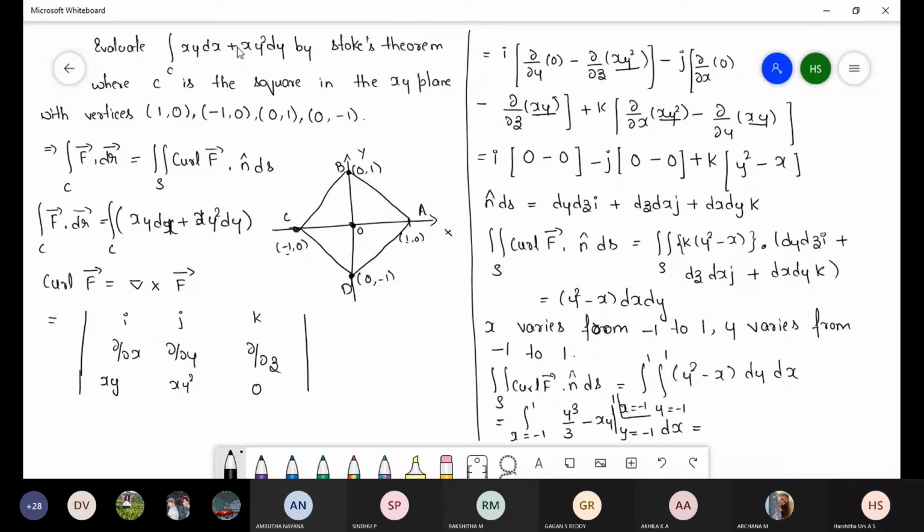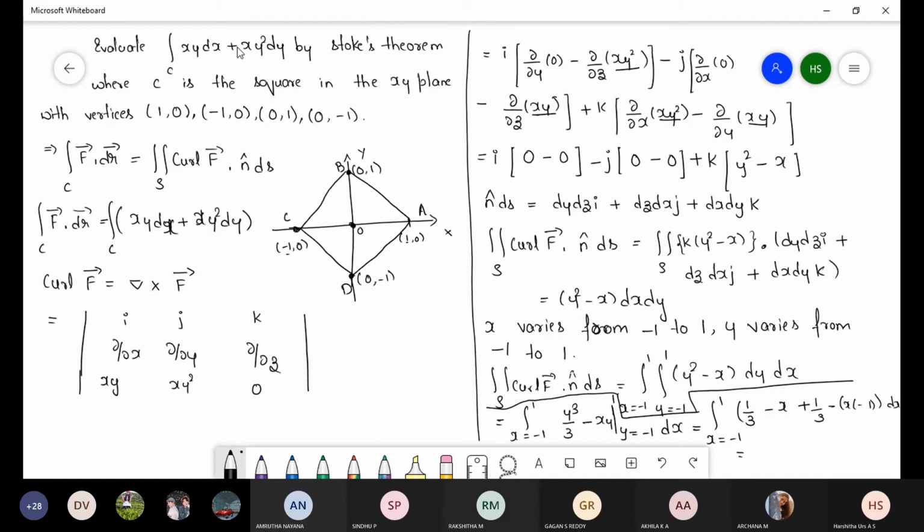So yes, again integral x is equal to -1 to 1. Here upper limit is 1 by 3 minus x, lower limit minus of -1 by 3, that is plus 1 by 3. Again in the place of y value we have to substitute minus, so minus of x into -1 into dx.